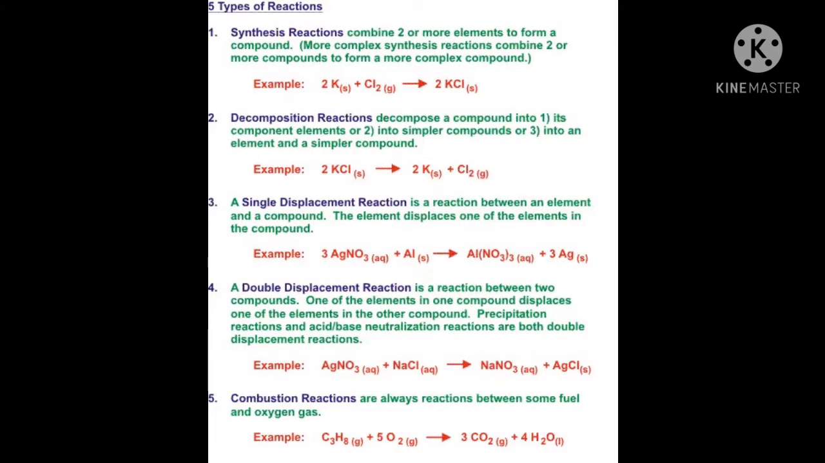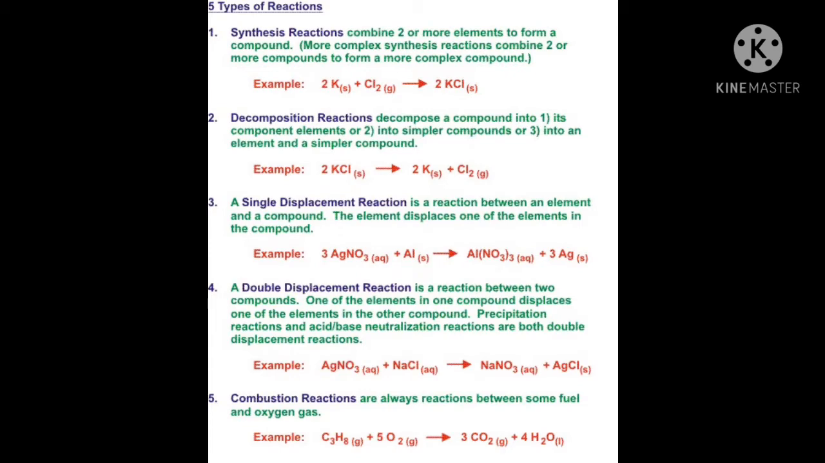Third, a displacement reaction. In a displacement reaction, a more reactive element displaces a less reactive element from a compound. For example, iron plus copper sulfate. Iron displaces copper from copper sulfate to form iron sulfate and copper, because iron is a more reactive element than copper.